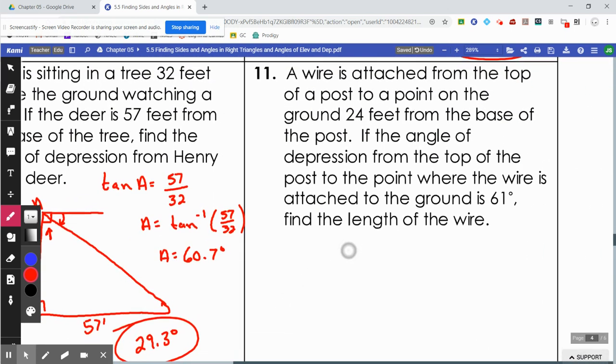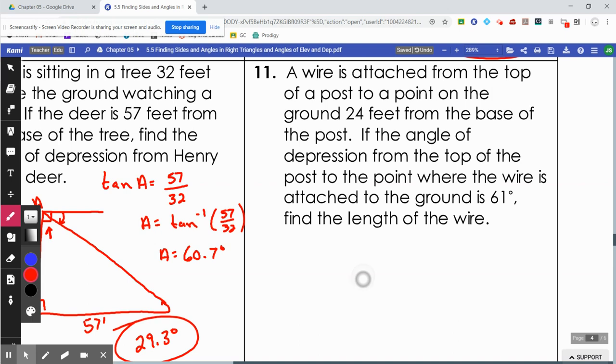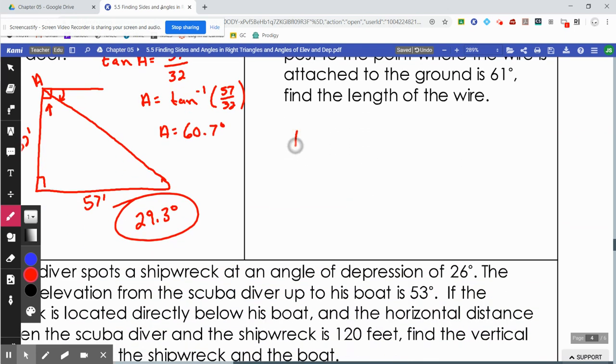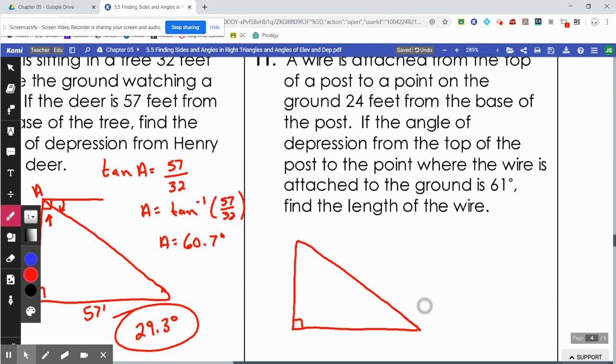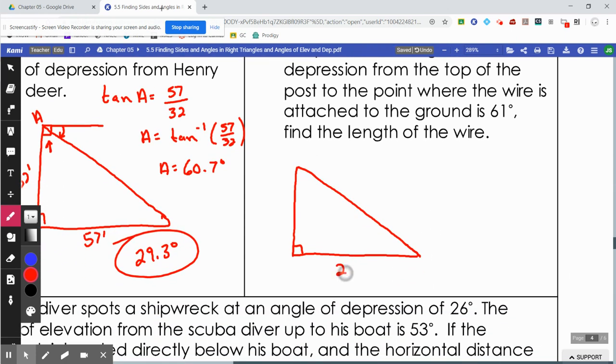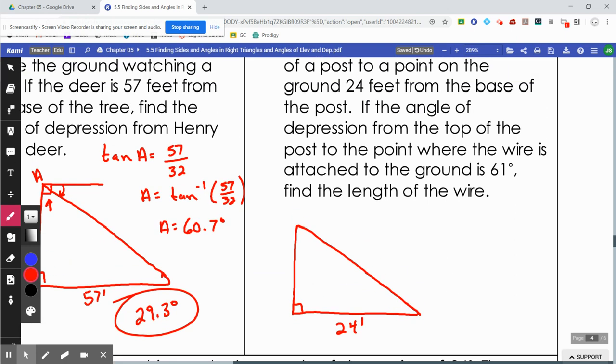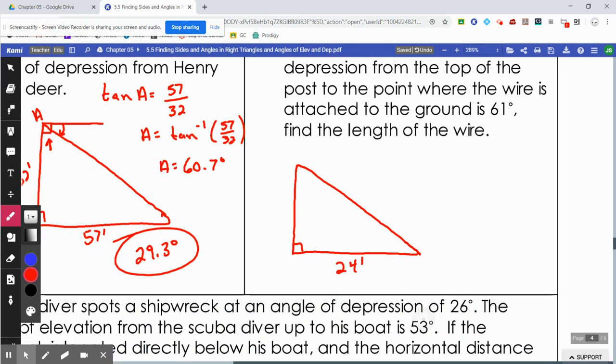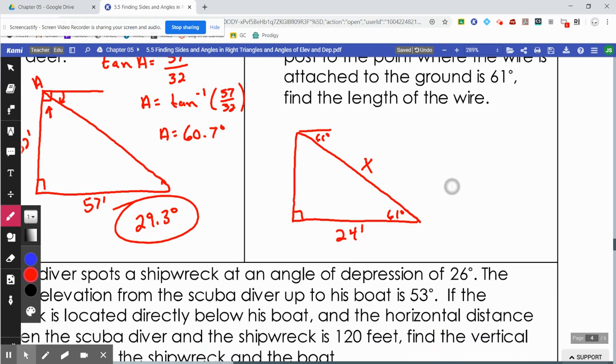Number 11. A wire is attached to the top of a post to a point on the ground 24 feet from the base. So here's the post. There's the base. Here's the wire being attached. So this is 24 feet from the base of the post. If the angle of depression from the top of the post to a point where it's attached is 61 degrees, again, this is 61 degrees, so therefore this would be 61 degrees. Find the length of the wire, so this is your x.